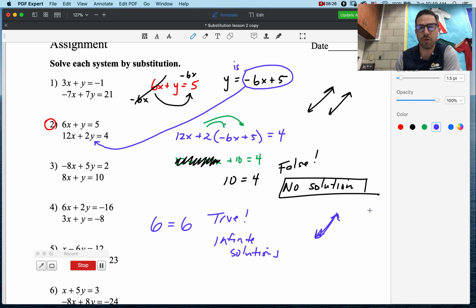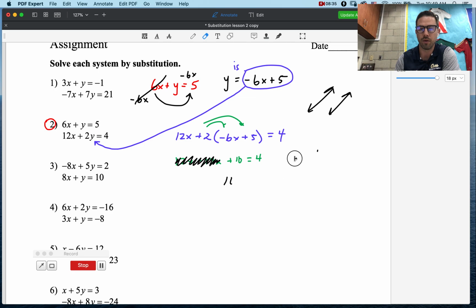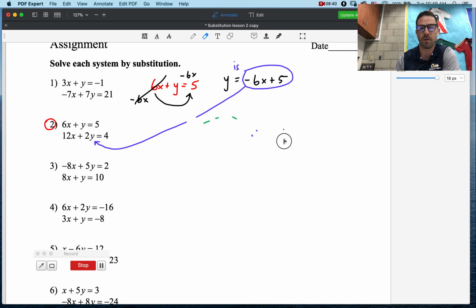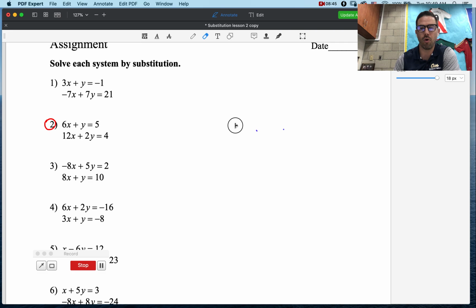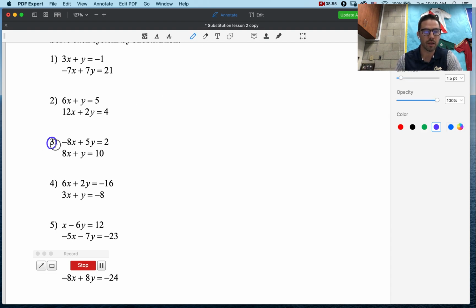Sorry I threw you a curveball there. It's okay, but hopefully you got to that point and you got stuck and you're like, 10 equals 4? What do I do? Then I took you from there to the finish line and showed you what that means. I'm thinking one more, and we can be done for the day with our lessons. Let's take a peek at number 3. Give it a shot. Give it everything you got, and then we'll come back and do it together.